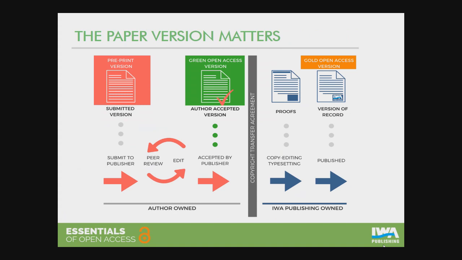Say that your paper is accepted by a publisher, you are normally asked to sign a copyright transfer agreement, and then at that point the publisher will copy edit it, they'll typeset it, and then they'll publish it. And that version of record, the published version, is the one that, if you had paid to make it open access and you selected an open access license, would then be gold open access.